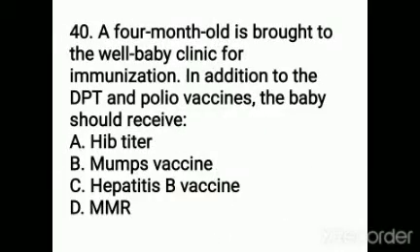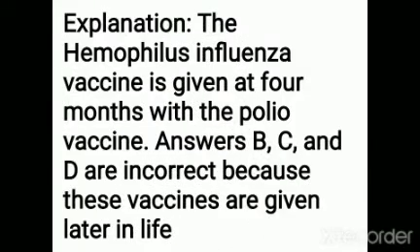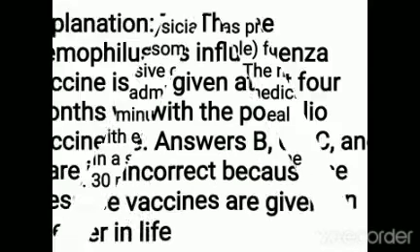Question number 40. A 4-month-old is brought to the well baby clinic for immunization. In addition to the DPT and polio vaccine, the baby should receive, options are: HIV titer, mumps vaccine, hepatitis B vaccine, MMR. Correct answer option A, HIV titer. Explanation. The Haemophilus influenzae vaccine is given at 4 months with the polio vaccine. Answers B, C and D are incorrect because these vaccines are given later in life.